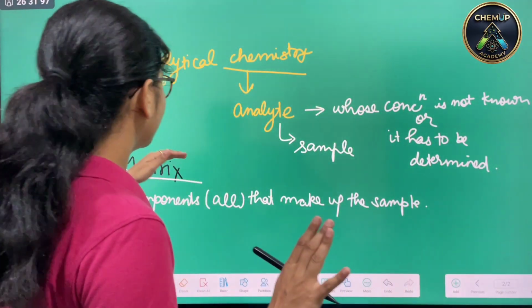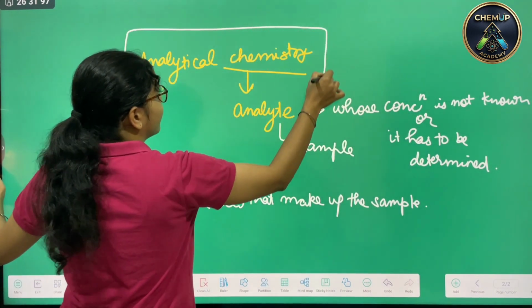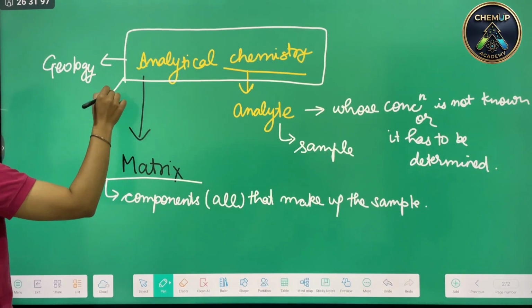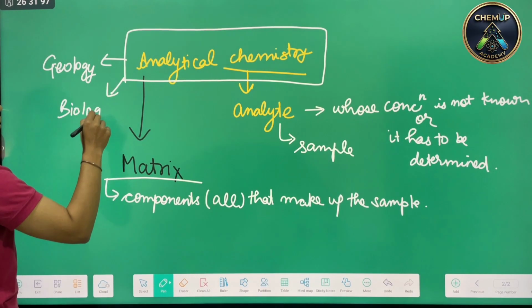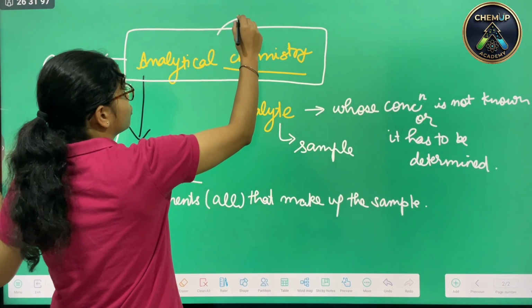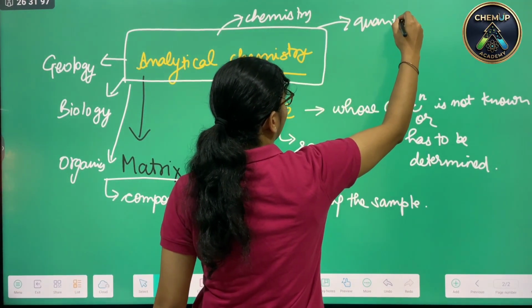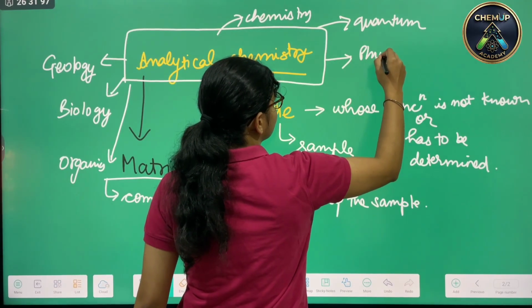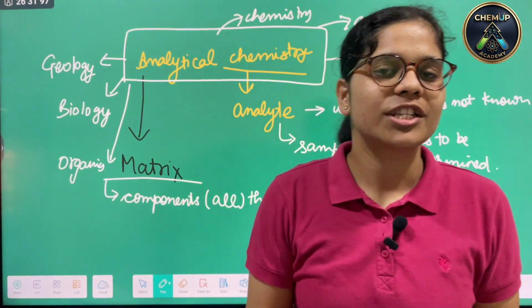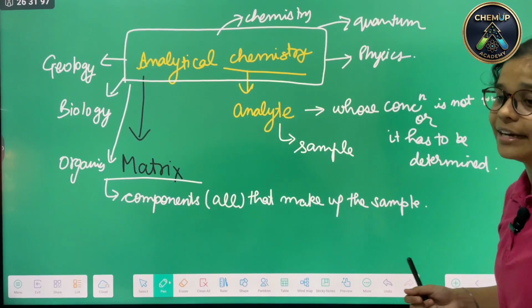One more thing is that analytical chemistry finds its application where? It finds its application in geology, biology, organics, of course chemistry, quantum, physics, and has so many other various applications. So this was just a brief about analytical chemistry. Coming on to our first topic regarding analytical chemistry.